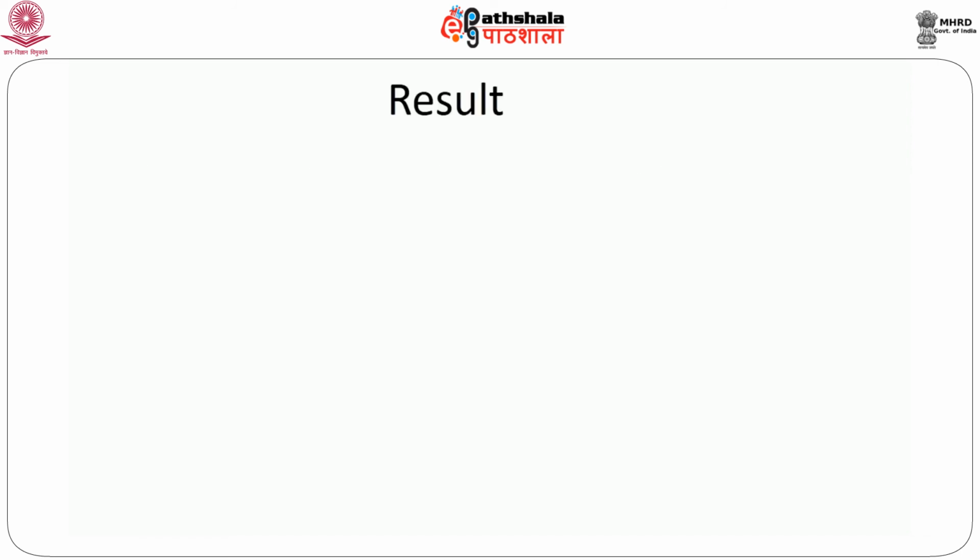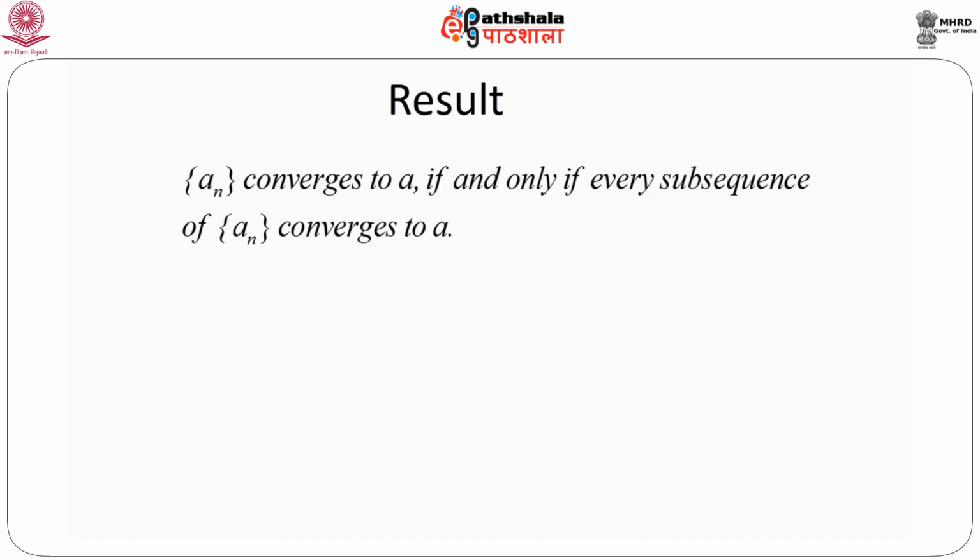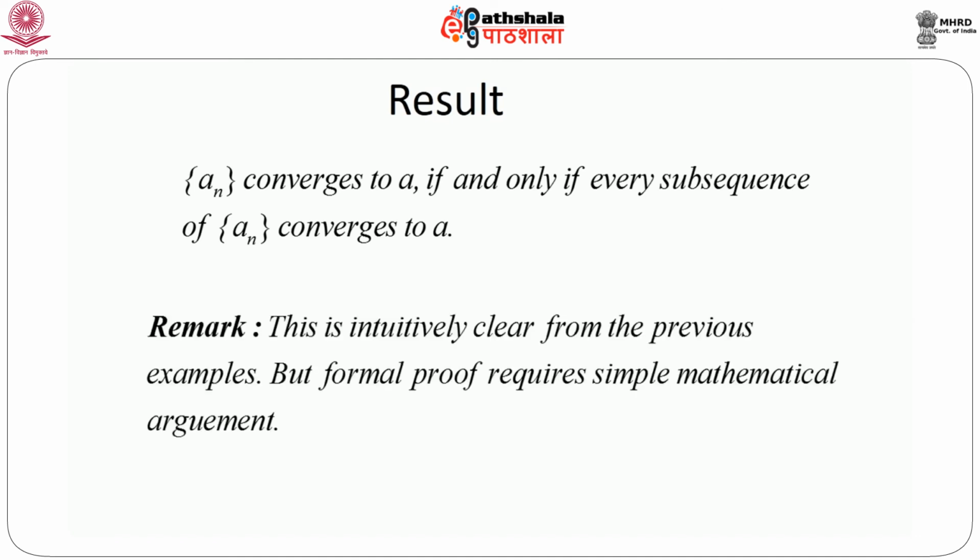With respect to this observation, one very important result is that a_n converges to a if and only if every subsequence of a_n converges to a. Intuitively, this is pretty clear, because consider any subsequence, if it converges to the same limit, then naturally the original sequence should converge to the same limit, that is a. On the other hand, if the original sequence converges, then whatever subsequence you create, it should converge to a. So this is intuitively pretty clear. I am not going to prove it mathematically, but the proof is very simple, using the definition of limits and a few concepts of mathematical analysis.